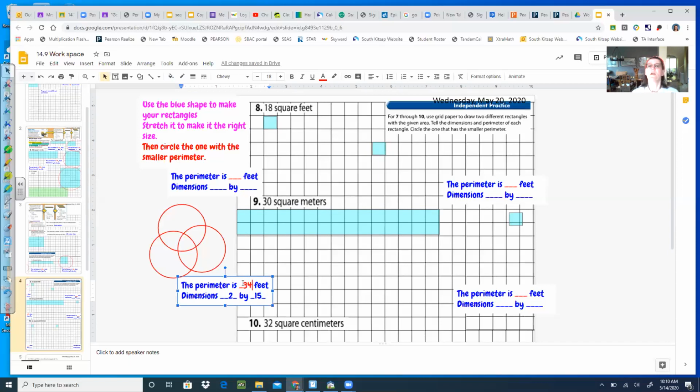That doesn't work. 5. Let's count by 5s. 5, 10, 15, 20, 25, 30. So 5 times 6. I think we have enough room to do that. So let me start in my corner. So 2, 3, 4, 5, 6. 2, 3, 4, 5. So I have 5 rows of 6.